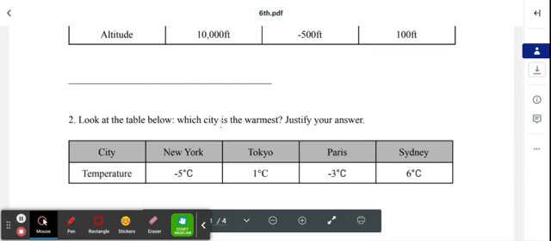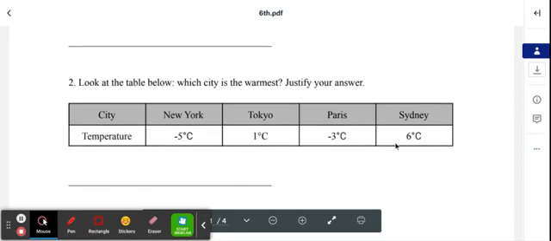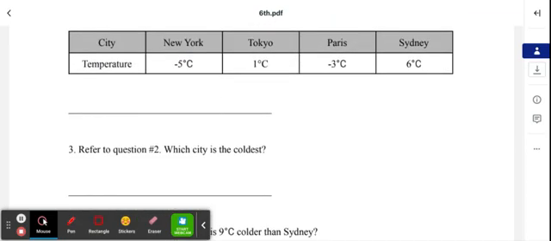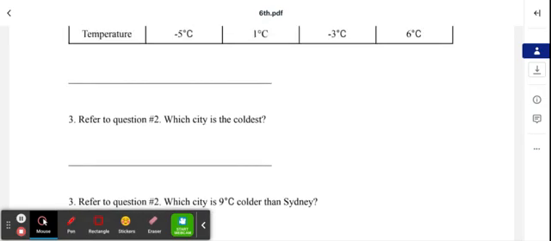Number two, which city is the warmest? That answer would be Sydney because it's just the bigger number. That's basically what the number system is. Just find the bigger number.